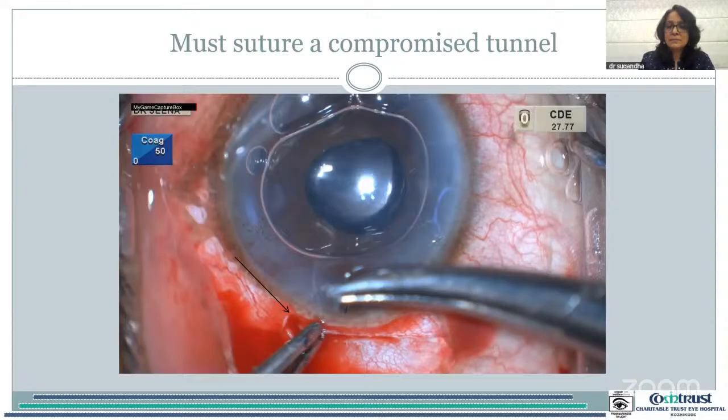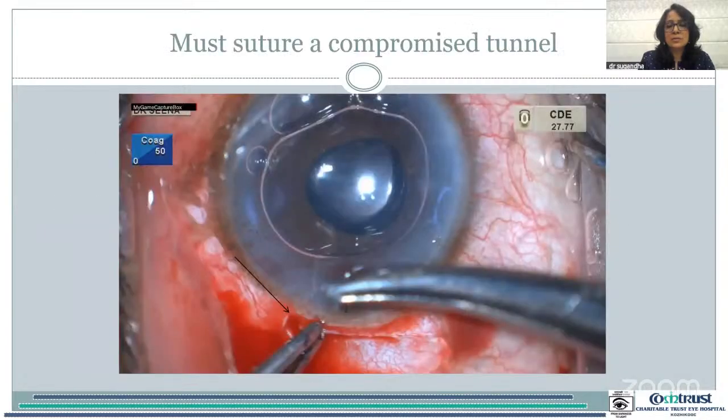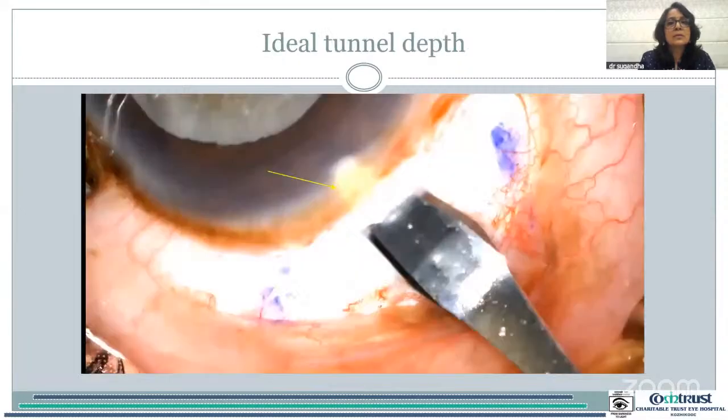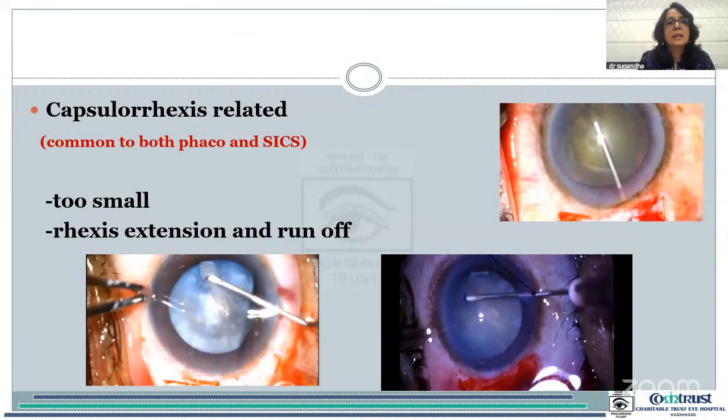So then we can move on quickly to capsular excess related. I think I had a few videos showing a difficult nucleus. Okay, we'll move on to that later. So right, capsular excess related, it is like Dr. Haimanti very beautifully showed in her videos.